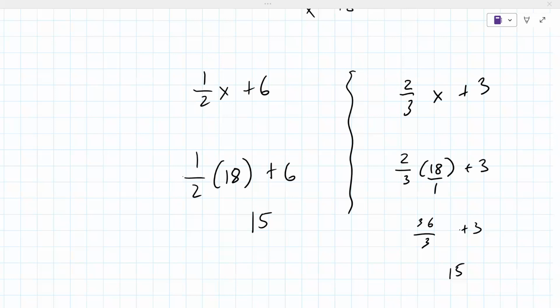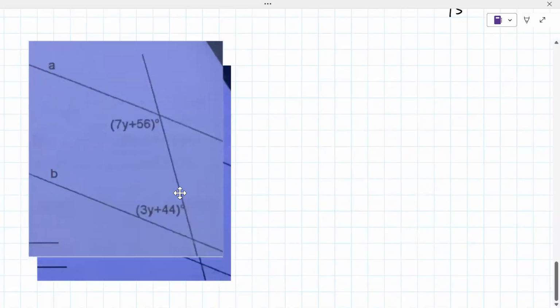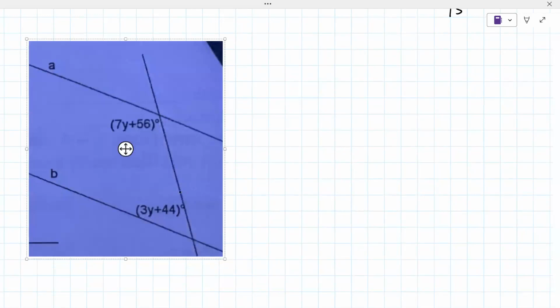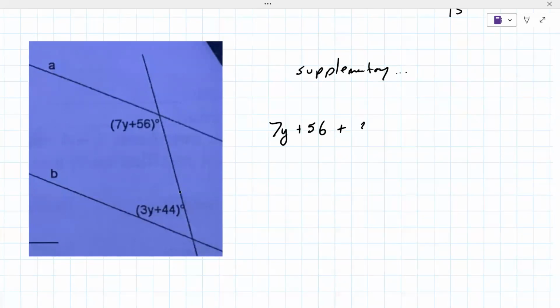I'm going to just tell you that these two angles are supplementary so that there's no wondering what they are. What does that mean that they add up to? That means they add up to 180. So we have 7y plus 56 plus 3y plus 44 equals 180. Tell me what to do to solve this. I'll do the steps, you tell me.